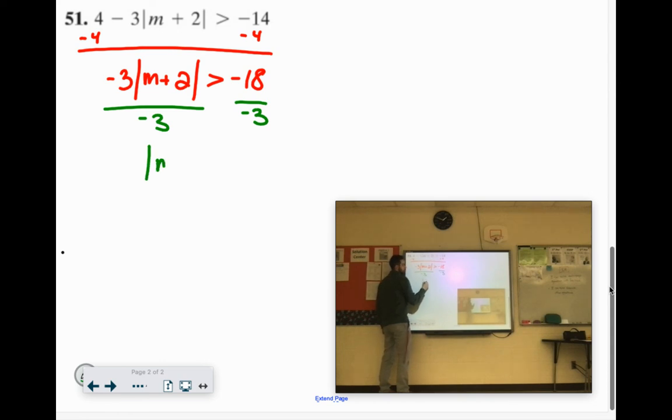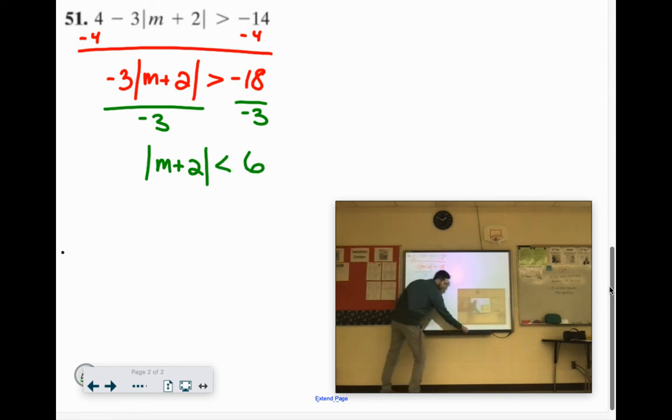Which will give us the absolute value of m plus 2. But oh, we divided by a negative, flip the inequality. So now it's less than positive 6. So we'll drop the symbols. M plus 2 is less than 6.